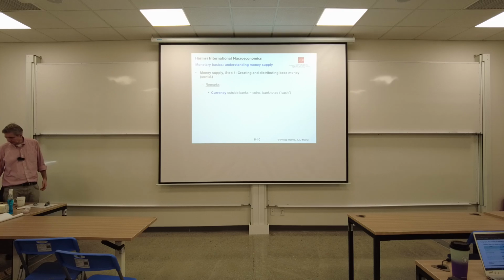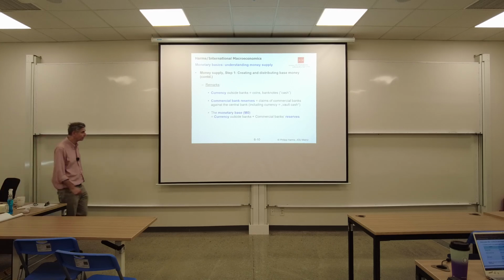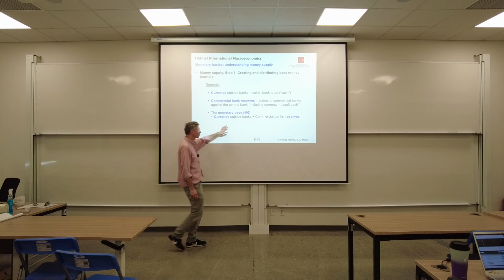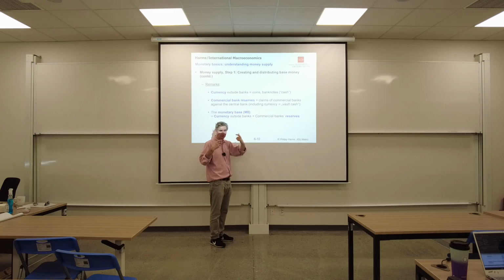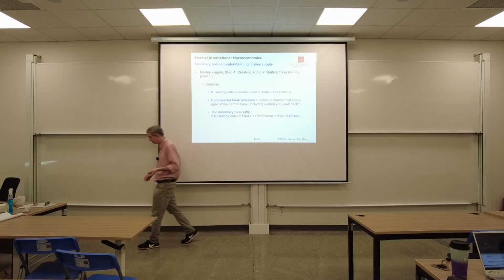Currency outside banks are coins and banknotes, cash. Commercial bank reserves are claims of commercial banks against the central bank. And the monetary base, that's a very important thing, is the currency outside banks plus commercial bank reserves. Right? So this cash that's held by people who are not banks, plus the commercial bank reserves, which includes the cash held by commercial banks.